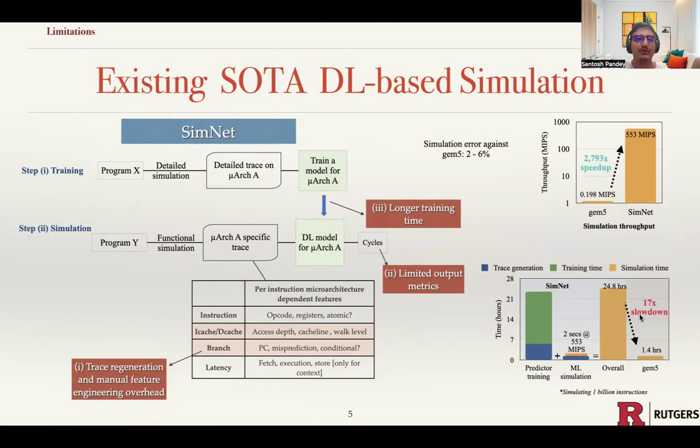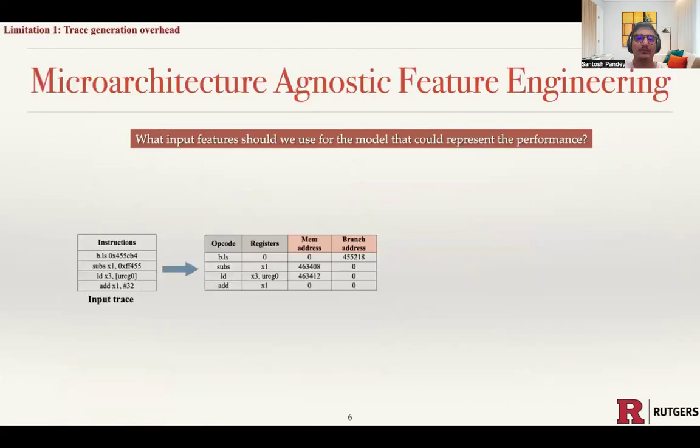Now let's move towards our contribution. The first contribution for us is microarchitecture-agnostic feature engineering to remove trace generation overhead. So the question is, what kind of input features should I use for the model that could represent the performance?